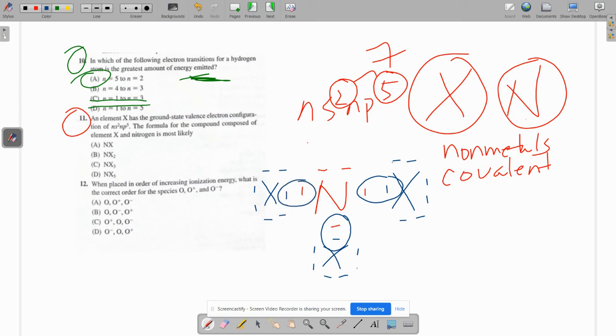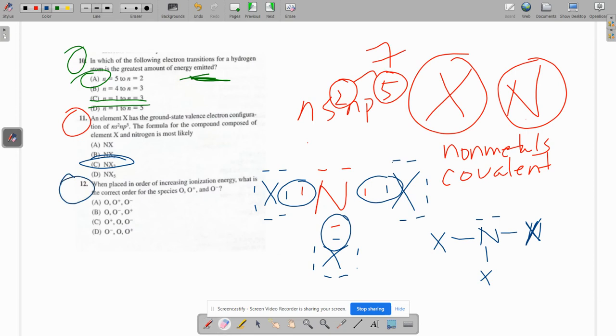Okay, so to make this compound, whoops, that's X. You basically have 3 nitrogen with 3 bonds, okay? So NX3 would be the best answer. And that's just because you're not balancing out charges or anything. It's just covalent bonding, okay? So you just want to pair up any unpaired electrons and make covalent bonds, okay? So there you go. That's a good one.